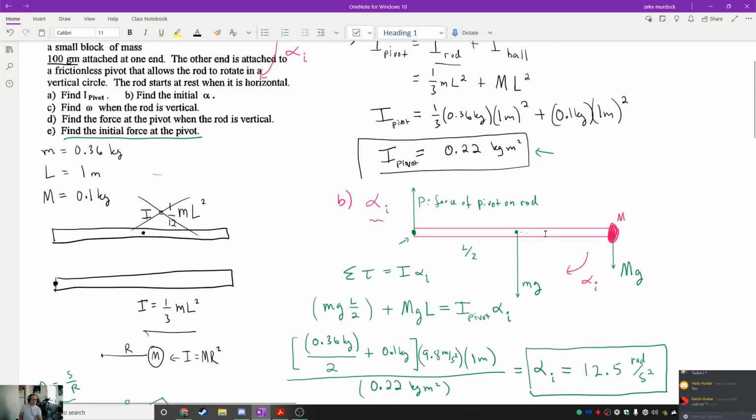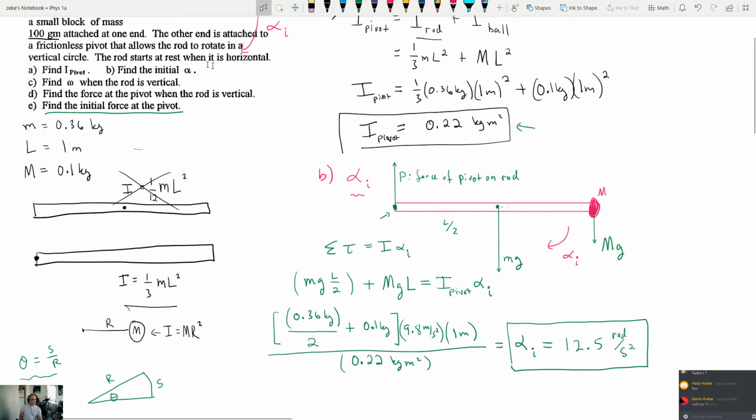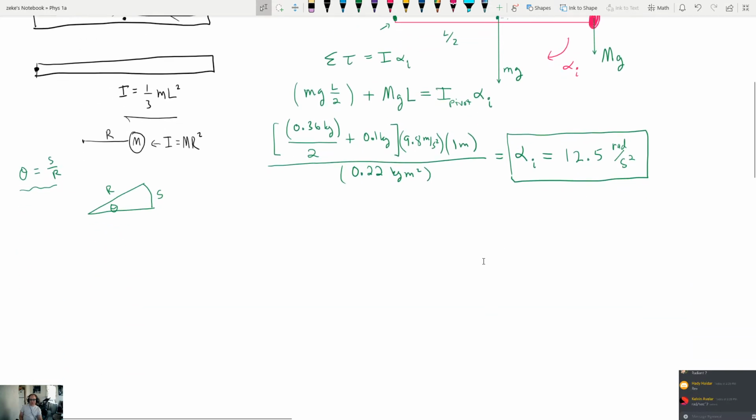Anyone have any questions? So part C says find omega. Omega is the angular speed or angular velocity of the rod when it's vertical. So the rod's going to swing down from here to here. We'll draw a new picture, and we want to find the angular speed of the rod at that time.